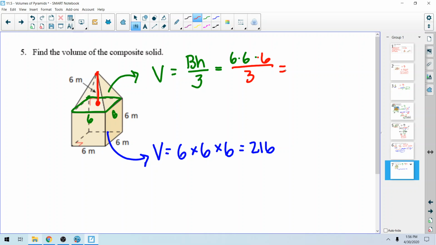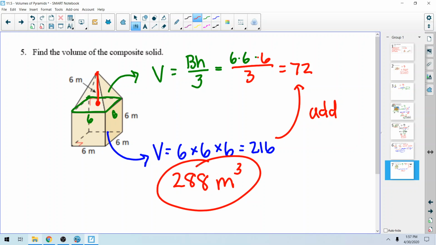Okay, so 6 times 6 times 6, we know is 216, divided by 3 is 72, and then if I want the volume of the whole thing, add. So 216 plus 72 is 288 meters cubed.